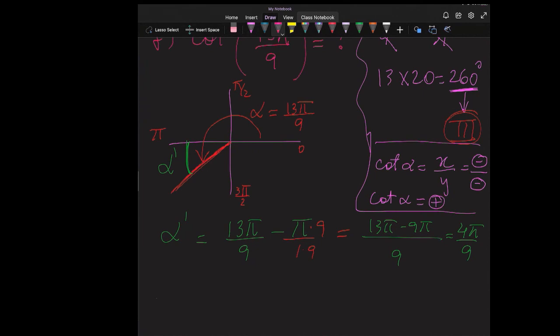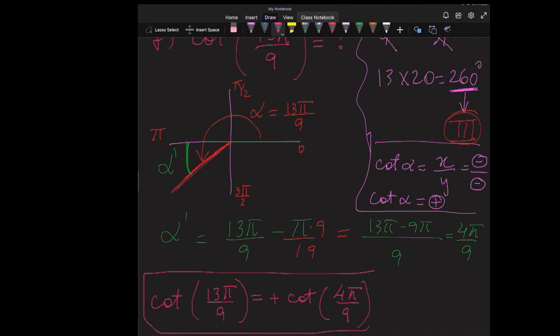Now I can write then the answer. So cotangent of 13 pi over 9, the original angle, is exactly the same positive cotangent of the reference angle of 4 pi over 9. Right? I put a plus there, but that's not needed. We know it's positive in any case. So this is the answer. Okay, so that gives you the idea how to work with reference angles to rewrite trigonometric functions based on that.